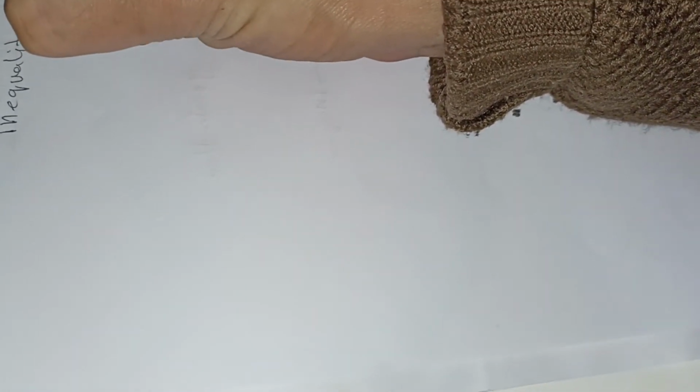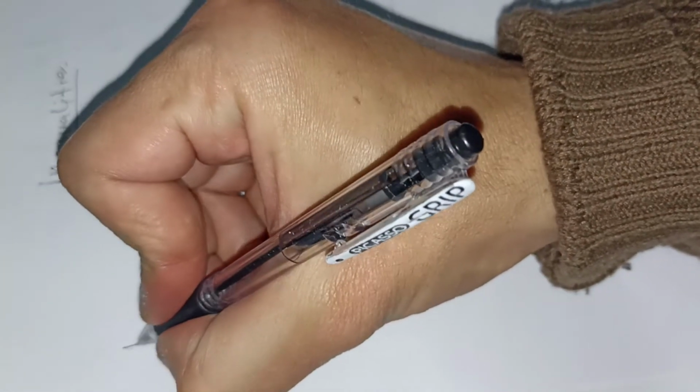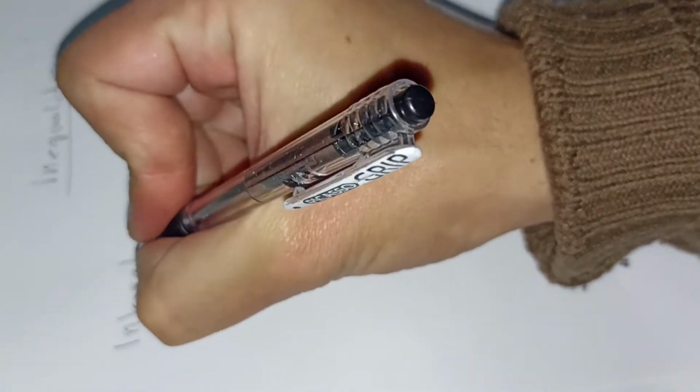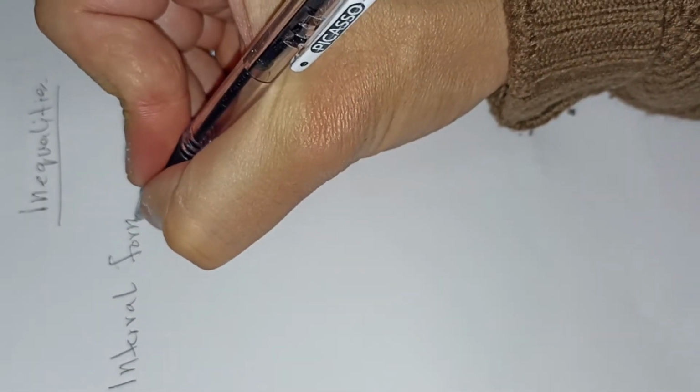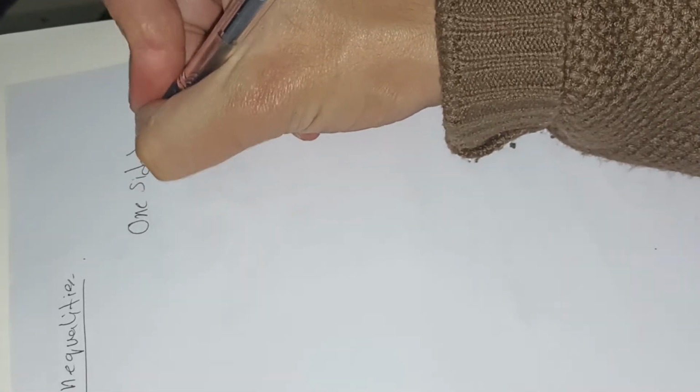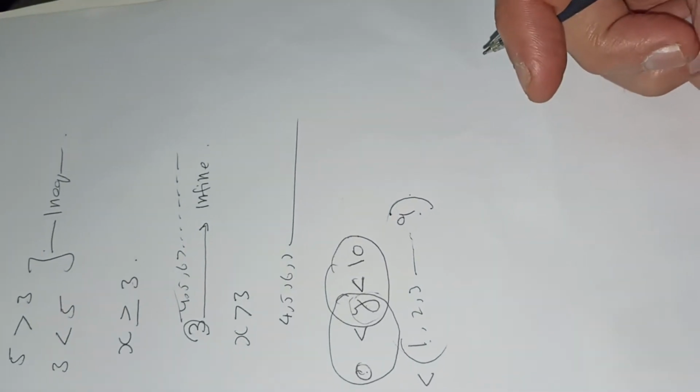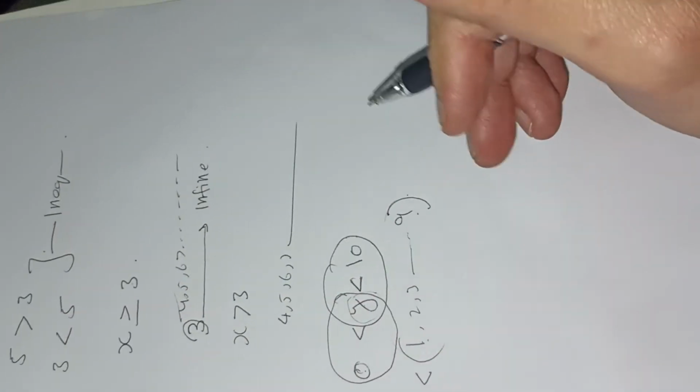It should be remembered that these inequalities that we are talking about are in interval form as well as one-sided. For example, if in the previous example, like this one, x is greater than 3.